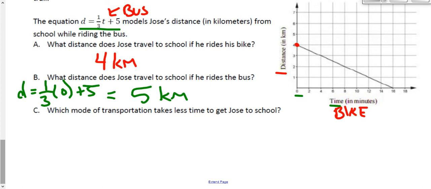The last question is, which mode of transportation takes less time to get to school? So this time we're going to be comparing time values. The bicycle, by the time it gets down to no distance at all, the time is 16 minutes. So the bike takes 16 minutes. We need to find out how long it takes the bus.